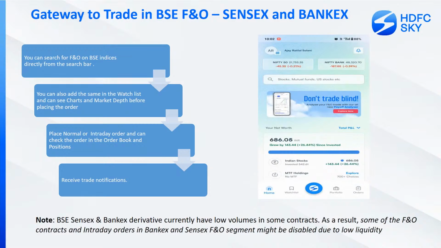Now, how to trade in BSE F&O? Basically, how you can trade BSE F&O from HDFC Sky. It's also very simple. You can search any of your futures and options symbol of BSE indices directly from the search bar. If you don't want to do that, you can also add whatever futures and options contract you want to trade to your watch list and see charts and market depth before placing the order.